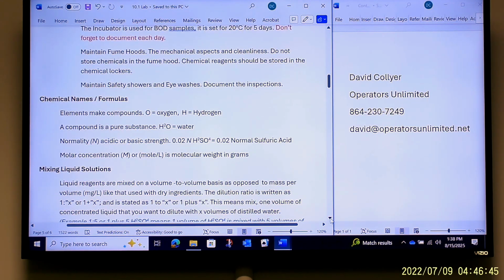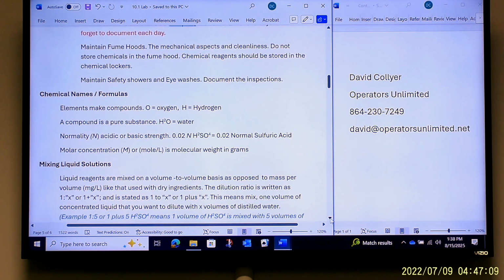Maintain your fume hoods. The mechanical aspect and cleanliness need to be maintained. Do not store chemicals in the fume hood. Chemical reagents should be stored in the chemical lockers. Maintain your safety showers and eye washes just in case there's an accident. Document the inspections.